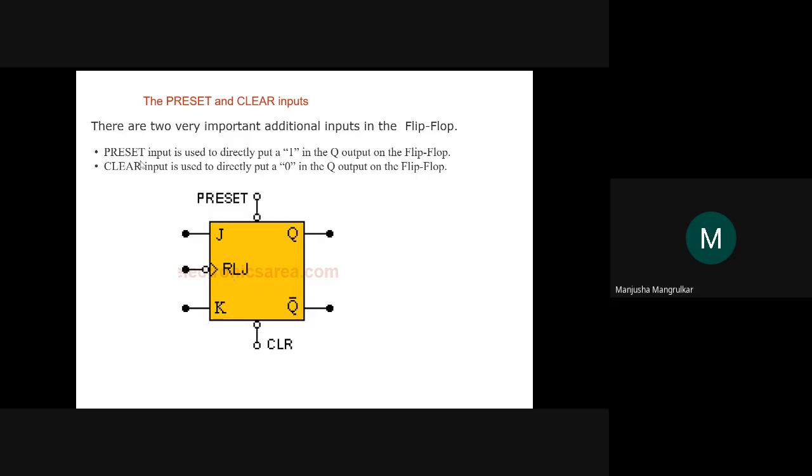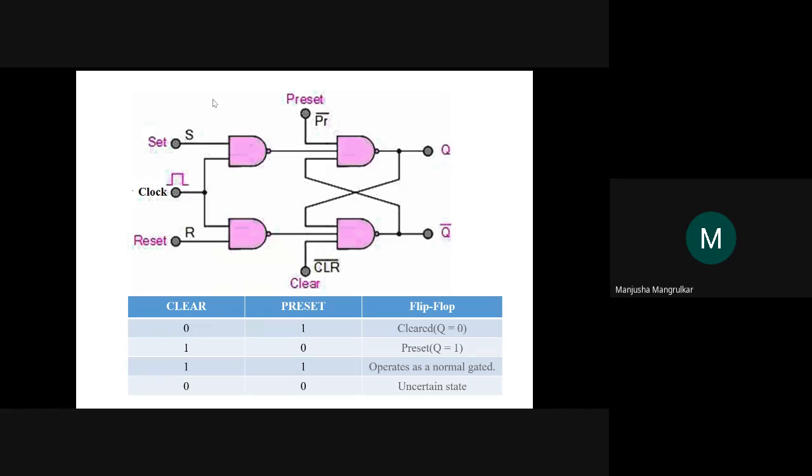What is the meaning of preset? The preset input is used to directly put a 1 into the Q output of the flip-flop. This is preset, and it is direct. If you want the output Q as 1, we will give preset as 1. It directly puts 1 on output Q, right? The clear input is used to directly put 0 on the Q output of the flip-flop, right? So this is the preset and clear. How we are going to use them in our flip-flop, we will see that.